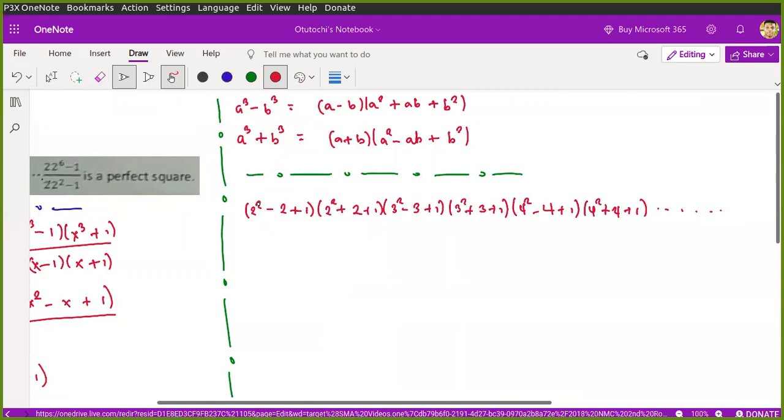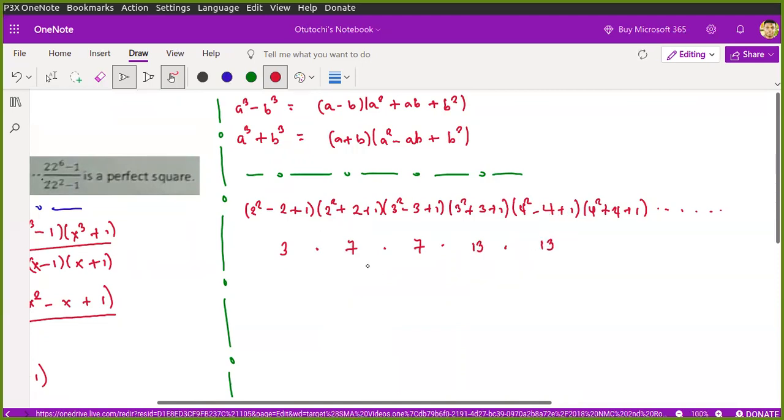2 squared minus 2: 2 squared is 4, minus 2 is 2, plus 1, so we have 3 here. 2 squared, 4, plus 2 plus 1 gives us 7, right? And of course the multiplications. 3 squared is 9 minus 3 is 6, plus 1 is 7. 3 squared is 9 plus 3 is 12, plus 1 is 13. 4 squared is 16 minus 4 is 12, plus 1 is 13.